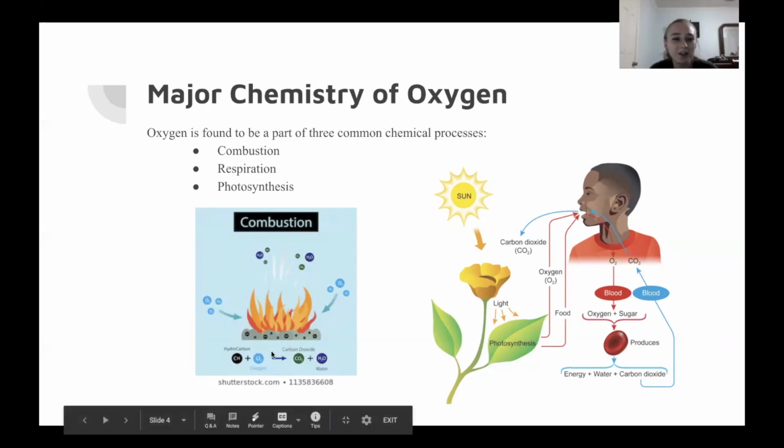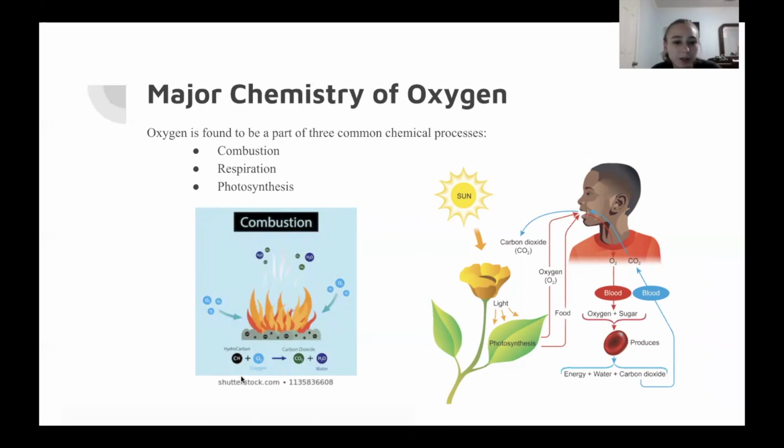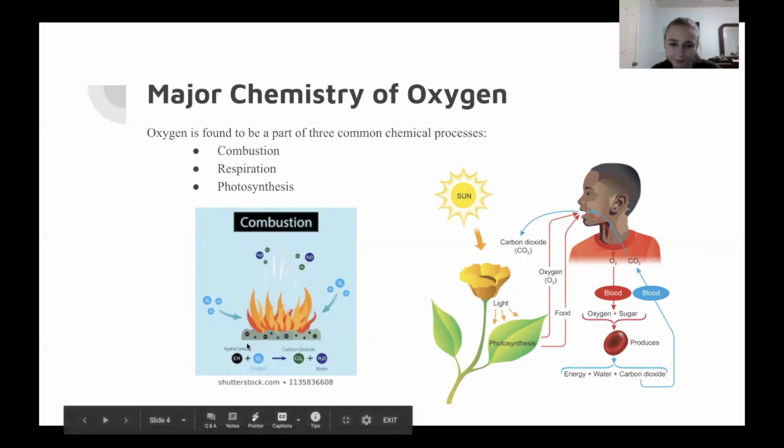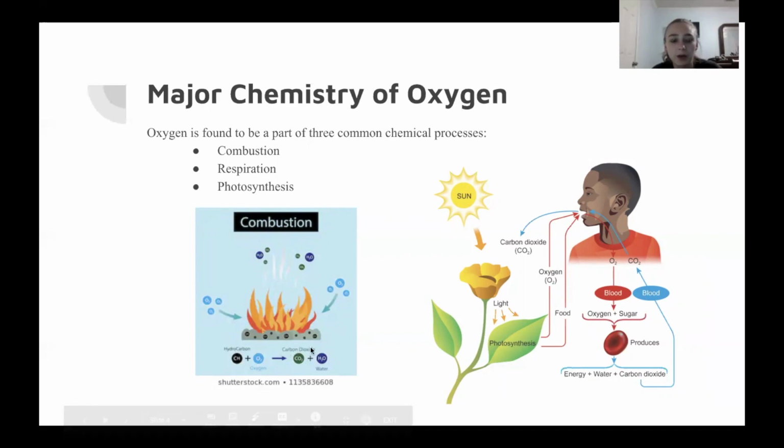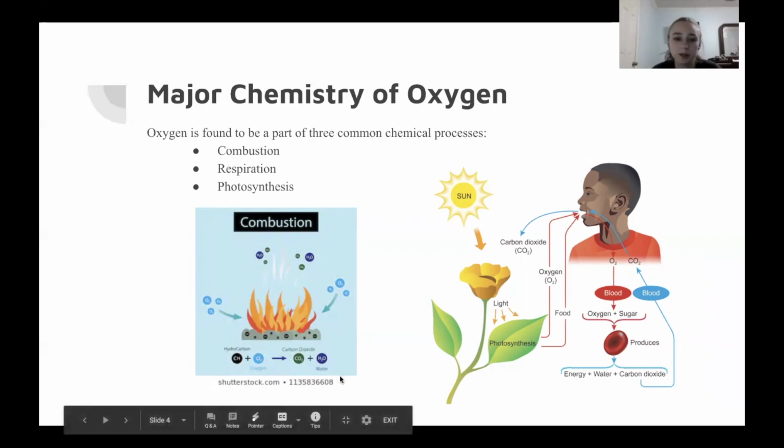On the left here, we have a visual representation of combustion, which shows us a simple reaction with all of the different molecules and elements involved, how they go together in the products and reactants, and how oxygen is used in that reaction. And then on the right, we have a diagram that depicts both photosynthesis and respiration.